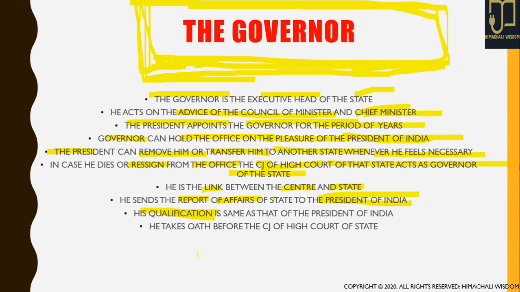Now the governor of the state will take the oath before the chief justice of the high court, and the chief justice of the high court will take the oath before the governor, and vice versa. So the point is, the governor of the state is selected by the president, that is, the president appoints the governor, but the governor takes the oath before the chief justice of the high court, not before the president. This is the point to remember. Please underline that.